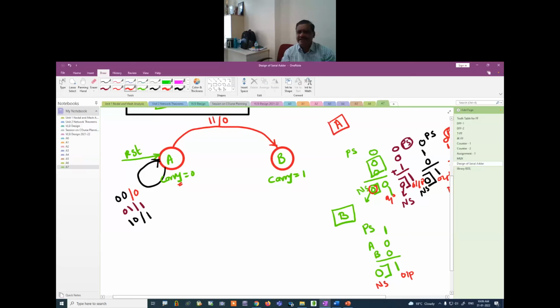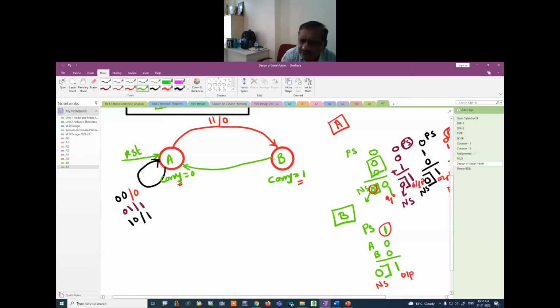If we have the present state, the present carry, and the next state, our next carry, this is the next state after the summation. It means when we are in A state, that is carry is equal to 1, B state, which is carry is equal to 1, and inputs are 0, 0, output will be 1, next state will be 0. Next state is 0, means carry is equal to 0, something like this. I will write here.